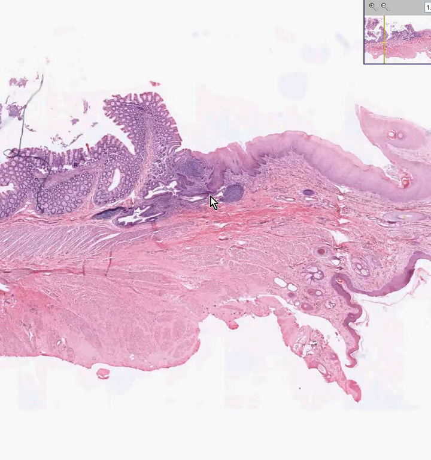And this is a very, very nice ano-rectal junction or squamocolumnar junction, and I thank you very much.